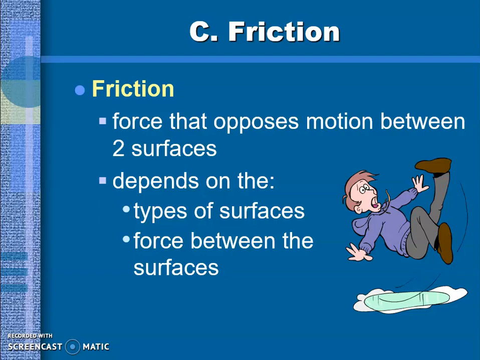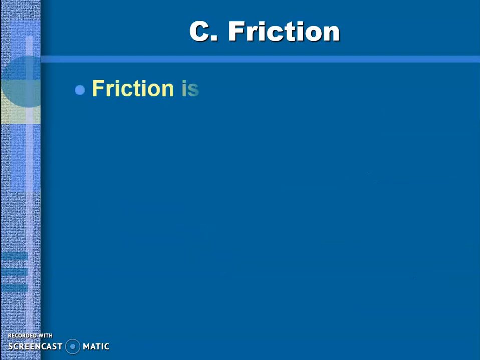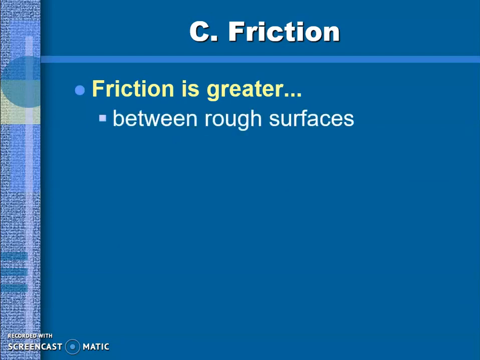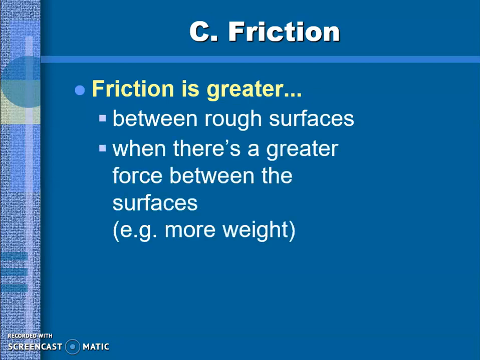However, if you think about a rubber shoe on ice, there is not a lot of friction there. Your foot will slide right on across the ice. So less friction, easier movement between the two items; more friction, more difficult. And we can use this to our advantage as well. So when is friction greater? It's greater between rough surfaces and when there's a greater force between the surfaces. So more weight pressing down will give you more friction.